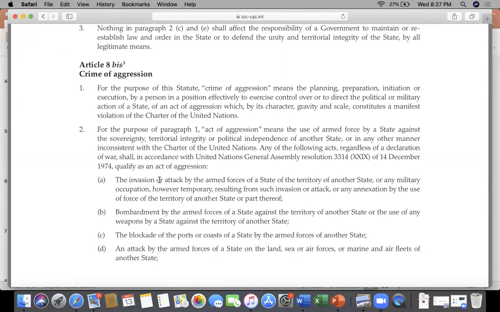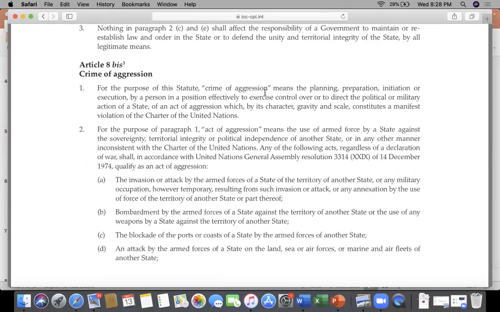You see, this Article 8 bis in paragraph 1 defines the crime of aggression for the first time. It says, what is the meaning of crime of aggression? It means planning, preparation, initiation, or execution. By whom? By those persons who have a position by which they can effectively exercise control over or direct the political action of a state or direct the military action of a state.